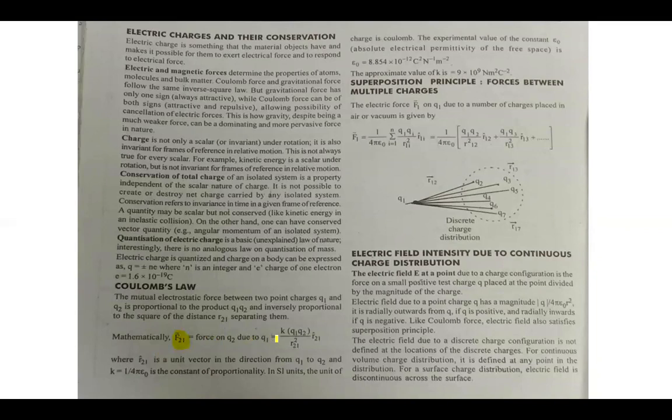Finally you can say F21 is equal to K into Q1 Q2 divided by R21 square into vector R21 cap. The cap indicates that it is a unit vector.